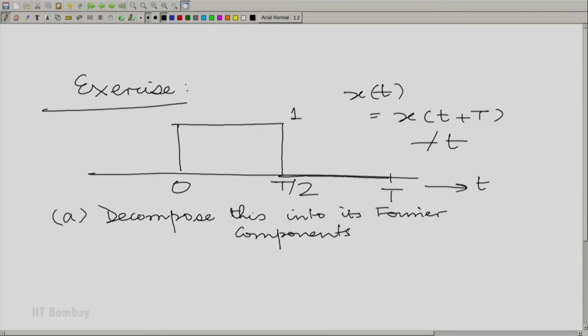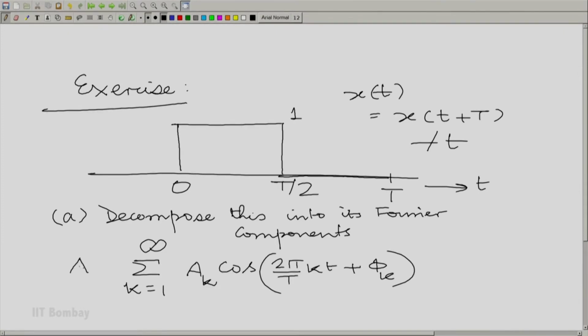I would recommend you use what is called a sinusoidal decomposition. So, construct it of the form summation k equal to 1 to infinity, a_k cos(2 pi by T k t plus phi_k), plus a_0.